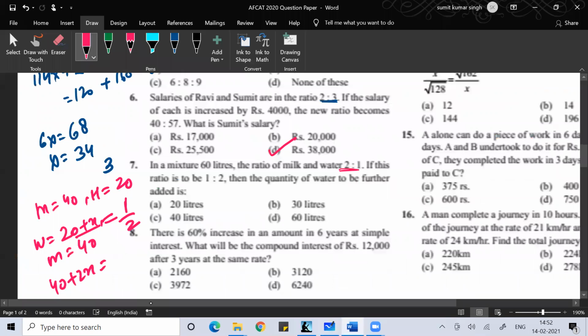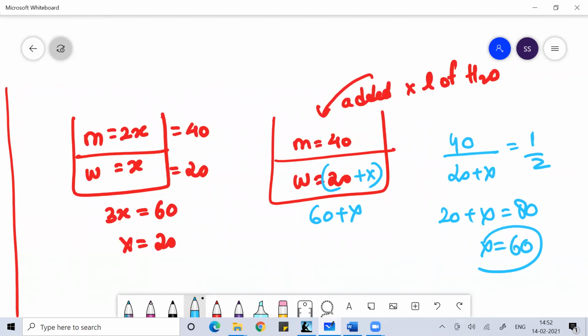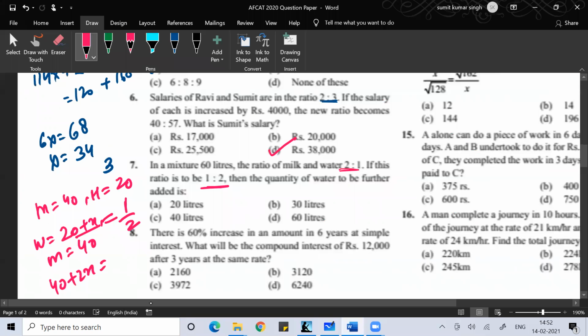Okay, so you want this ratio to be 1:2. So 40 by 20 plus x, you want this to be 1:2. So 20 plus x is equal to 80. The value of x is equal to 60. So quantity of water to be added should be equal to 60 liters. Simple, the level of questions are very easy.